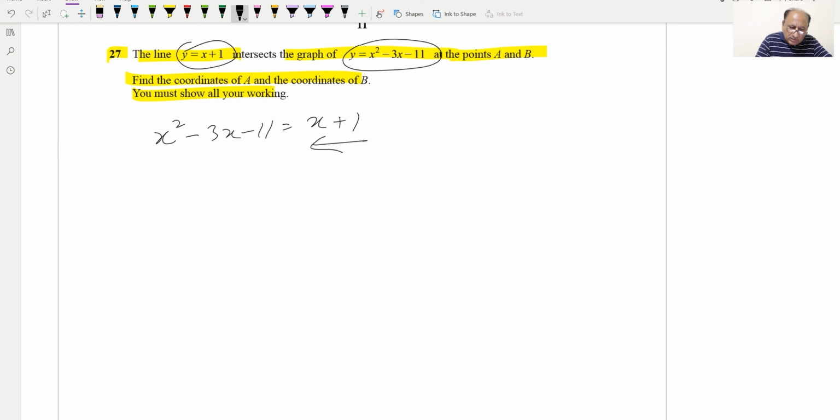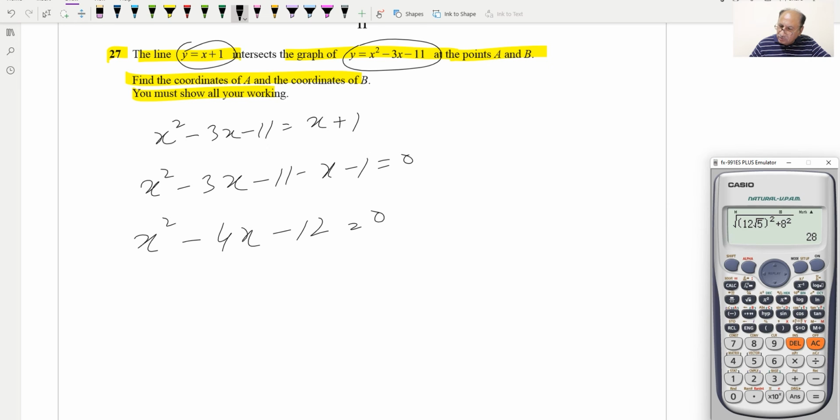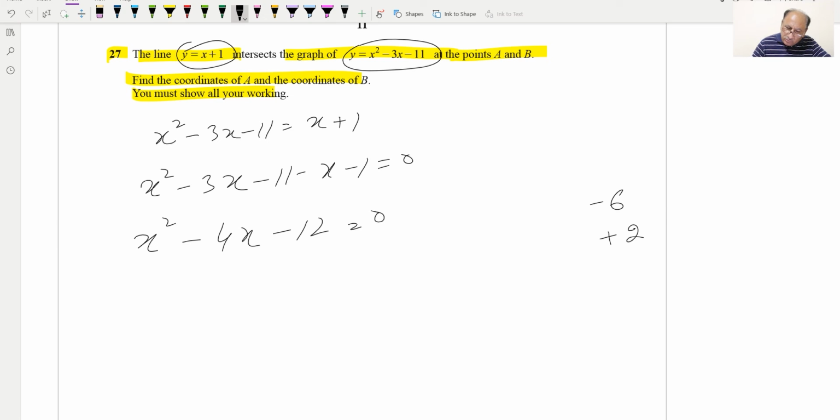We can shift this to the other side, so it will be x squared minus 3x minus 11 minus x minus 1 is equal to 0, and we can simplify: minus 3x and minus x will be minus 4x, and minus 11 minus 1 will be minus 12, so x squared minus 4x minus 12 is equal to 0. Now we can factorize, and you can use whatever method you like. We can do it with mode 5 3 also. The coefficient of x squared is 1, the coefficient of x is minus 4, and the constant is minus 12, and this will give us 6 and minus 2.